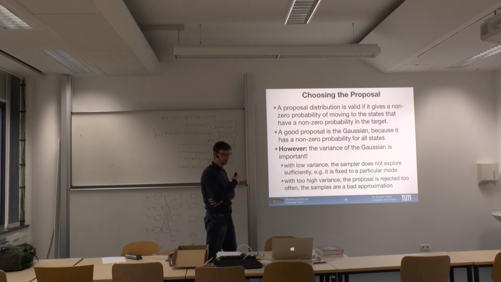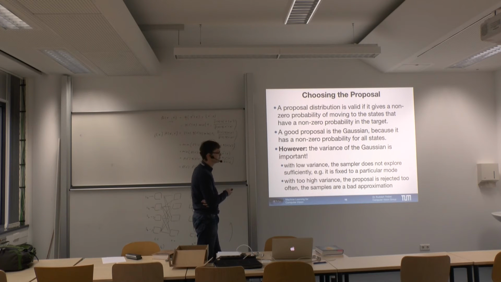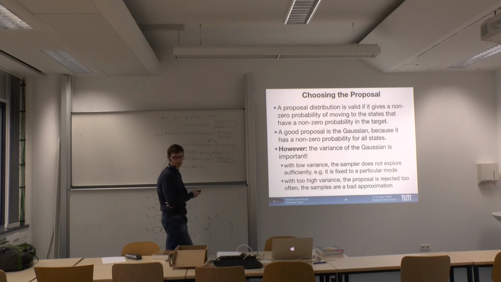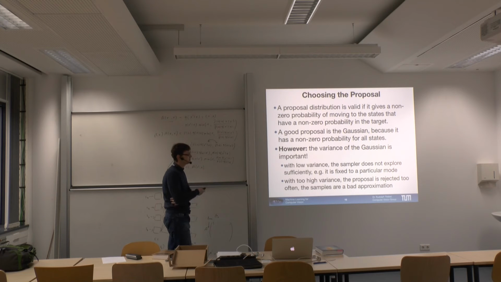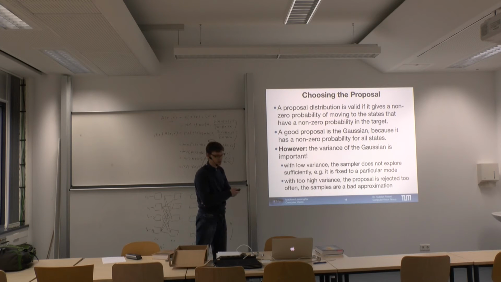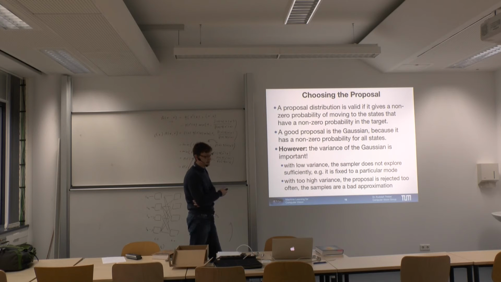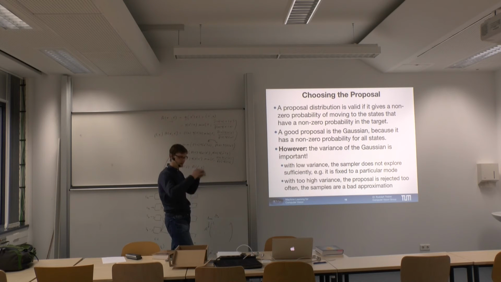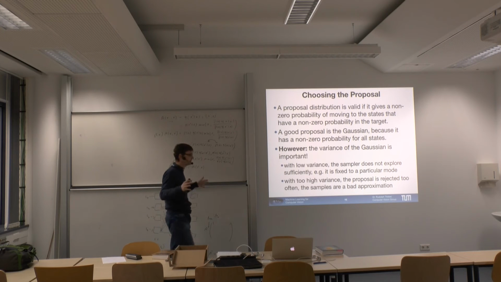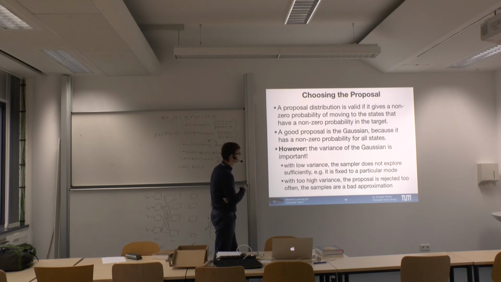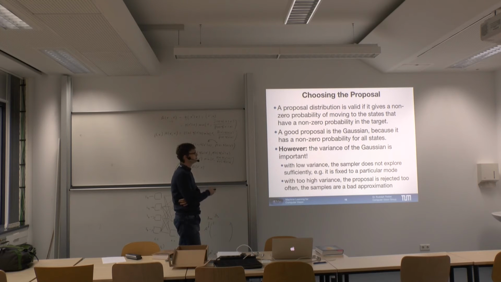Of course, if you have states that are never reached anyhow in the target distribution, then you don't need a proposal that goes there, right? Because you will always reject that because you will never actually remain in that state. But for the general case, if you don't know what the target distribution is, a good proposal is the normal distribution, Gaussian distribution, because it has a non-zero probability for all states, right? The Gaussian distribution has a very low probability, but it's never zero, right? There's always a remaining probability to reach certain states. However, it's very important to choose the right variance of this Gaussian.